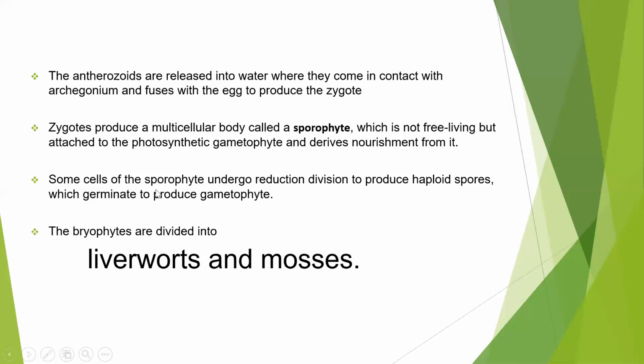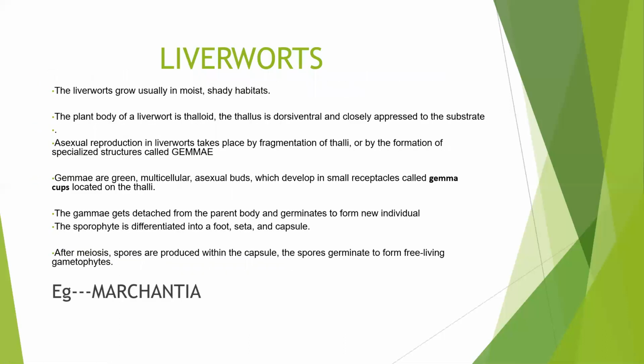Then some cells of the sporophyte undergo meiosis division to produce haploid spores, and these haploid spores further produce the gametophyte, and these gametophytes are again independent. Under bryophytes, we will be studying two groups, that is liverworts and mosses. So now let's study liverworts.